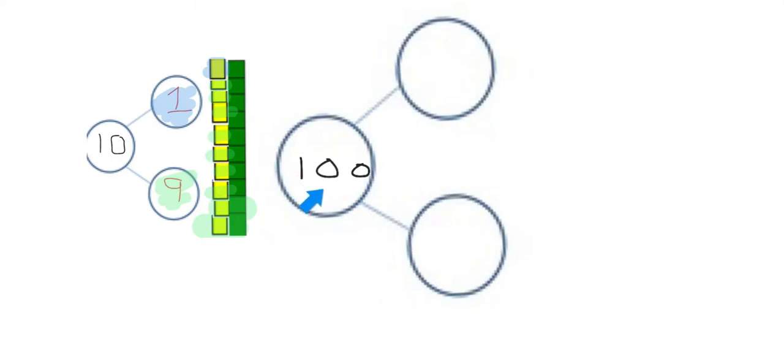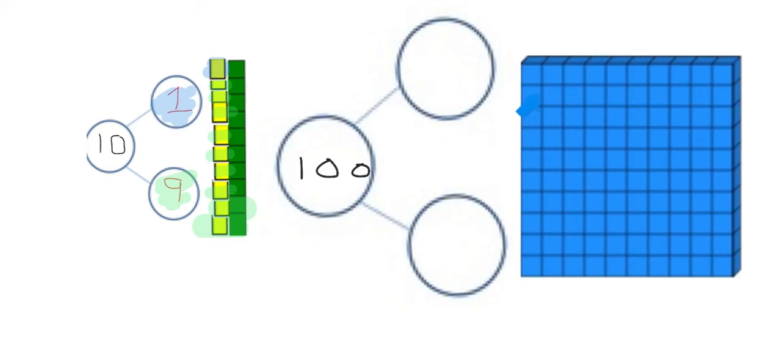As you can see, I've put the number 100 here. So when we were making 10, we had 1 and 9. You can see that 100 is bigger than 10. It's got an extra 0 on the end. That means that it's 10 times bigger. It means that 10 tens will fit into this 100 block.